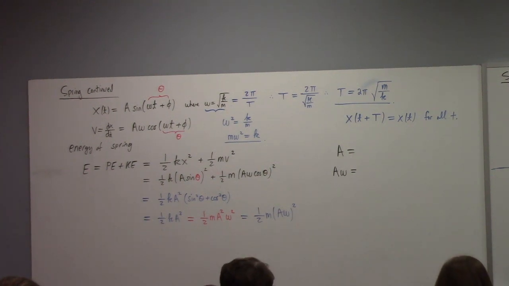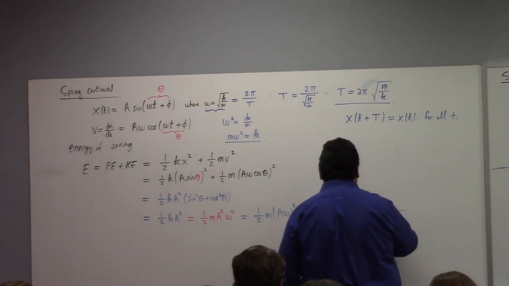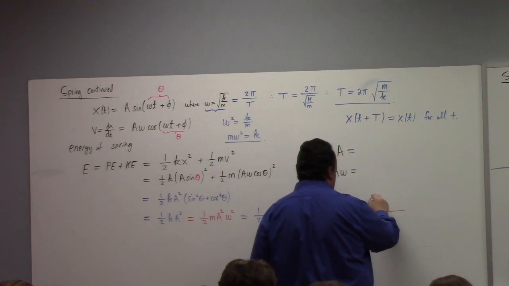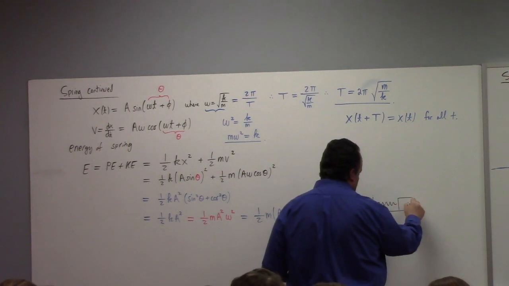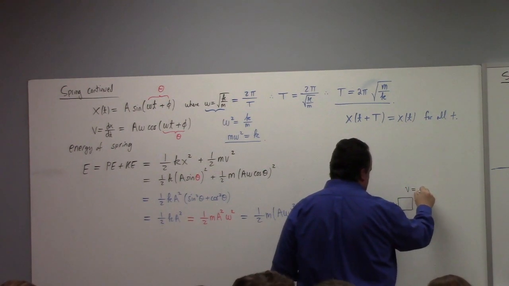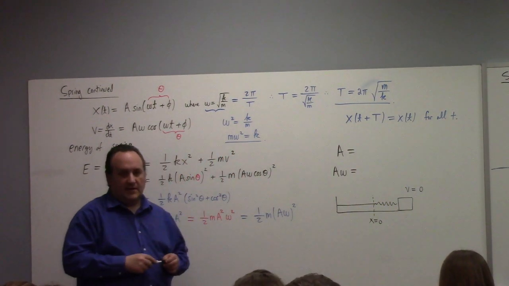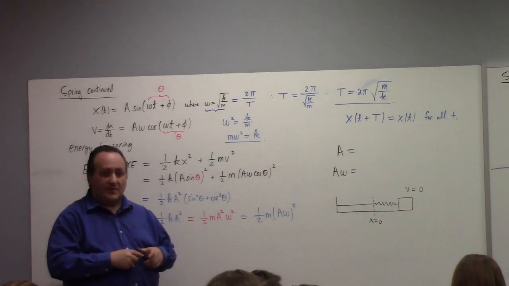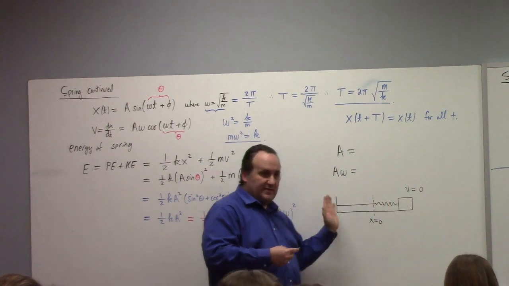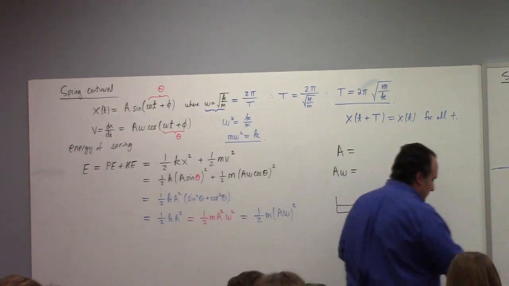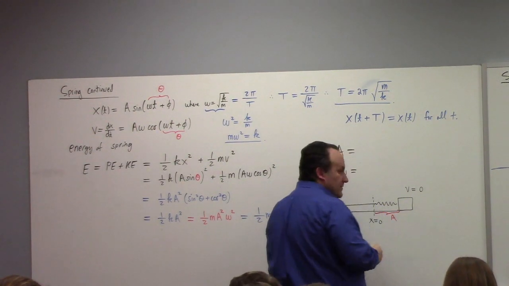So what is A? If I picture the spring, here's x equals 0. And here I've got v equals 0. A is not the frequency, no. If my velocity is 0, what does that mean? The spring is stretched out as much as possible here, past the equilibrium point. So that distance, whatever that is, that's the amplitude, right?